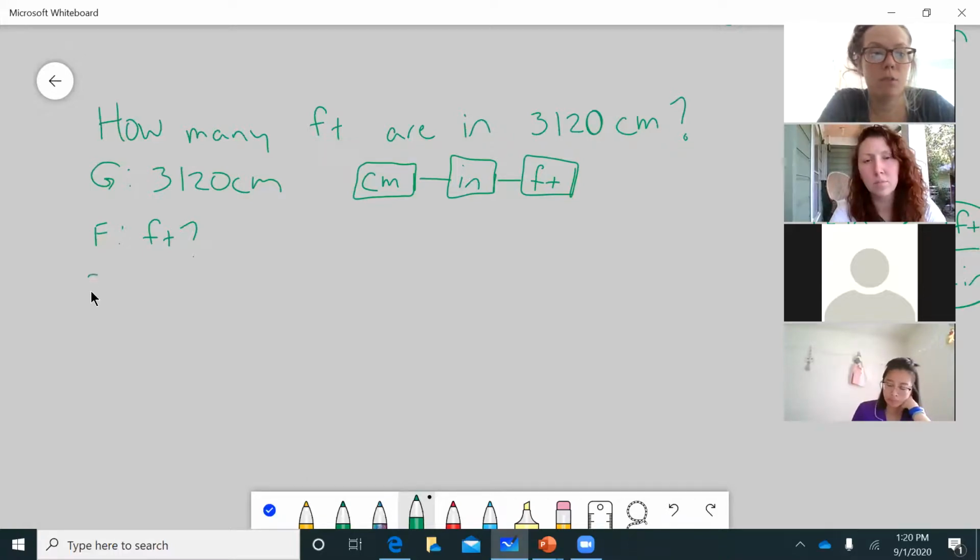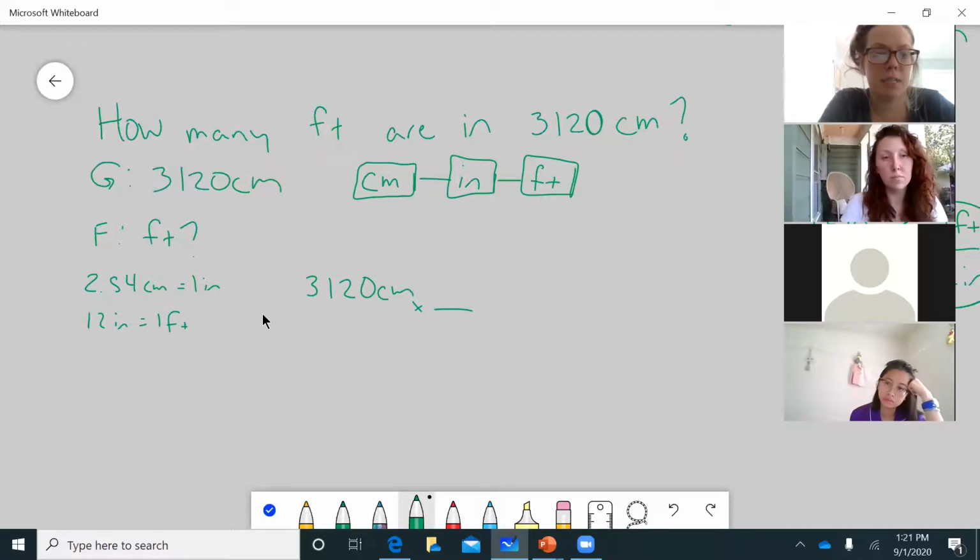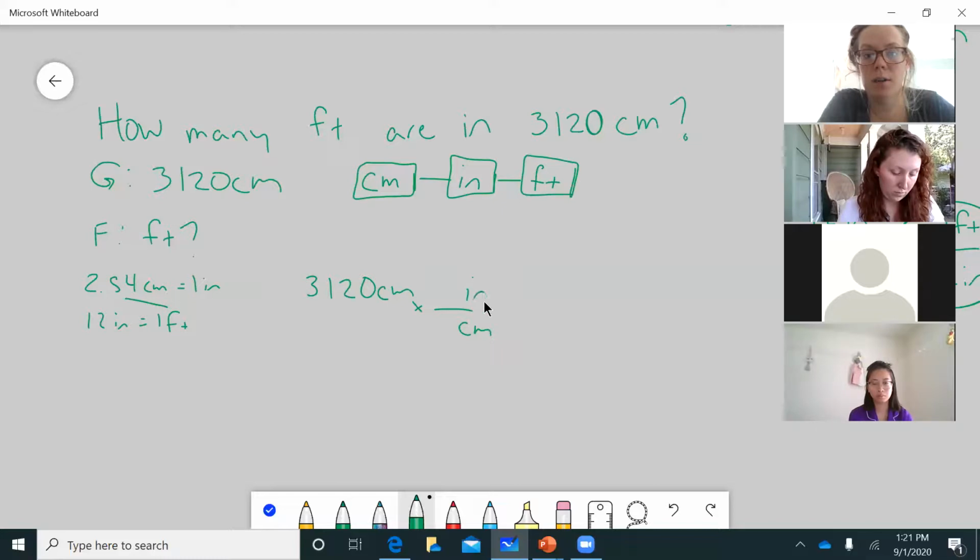So, 2.54 centimeters is equal to 1 inch, and 12 inches is equal to 1 foot. So start with my given information, 3,120 centimeters. Sometimes I do the boxes, sometimes I'll do multiply. The conversion is the same thing. I want to go from centimeters to inches, so I'm going to use this here. I know that my centimeter part needs to go on the bottom, so it's opposite, and my inch needs to go on the top. From there, I fill in the values, 1 and 2.54.